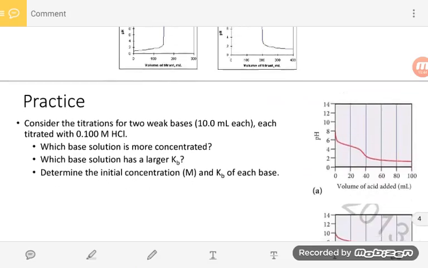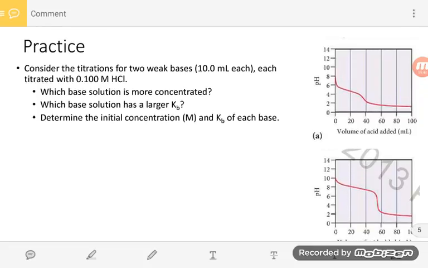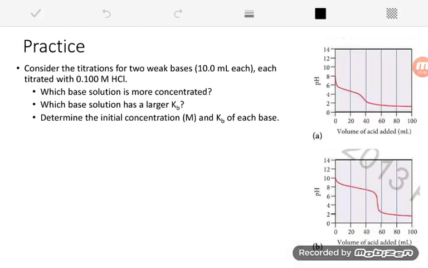All right, let's look at a second example. Consider the titration for 2 weak bases, each titrated with 0.1 molar HCl. Which one's more concentrated? Which solution has a larger Kb? And I want the initial concentration and Kb of each base. Now the first 2 questions I can get just by looking at the curve, don't have to do any math.